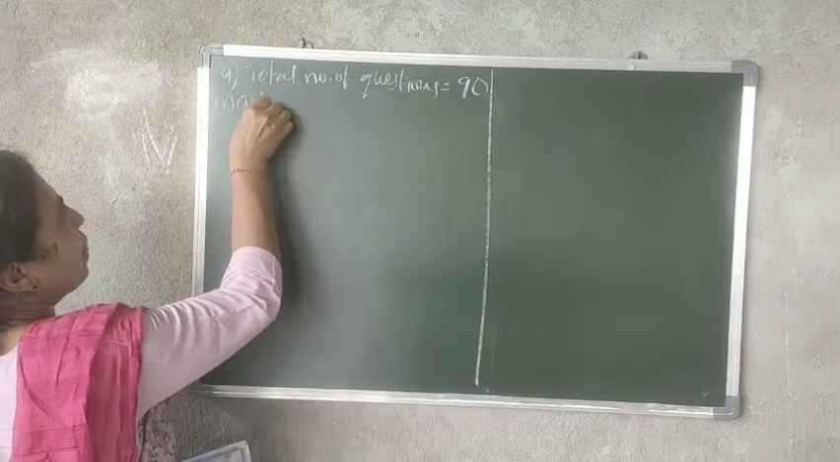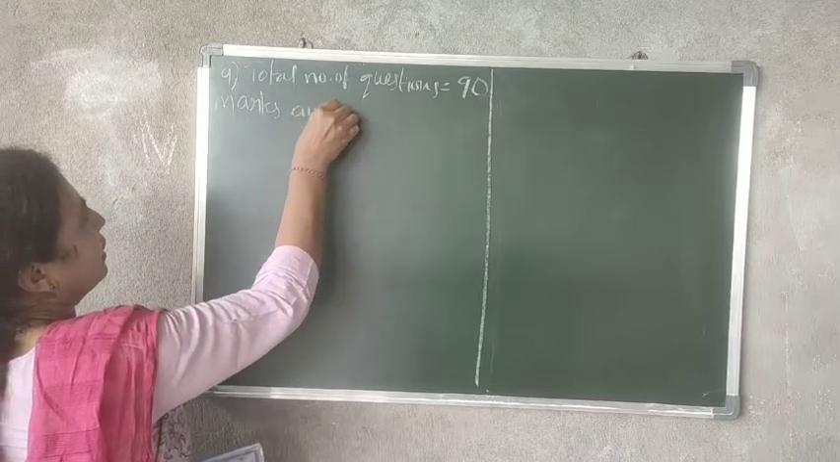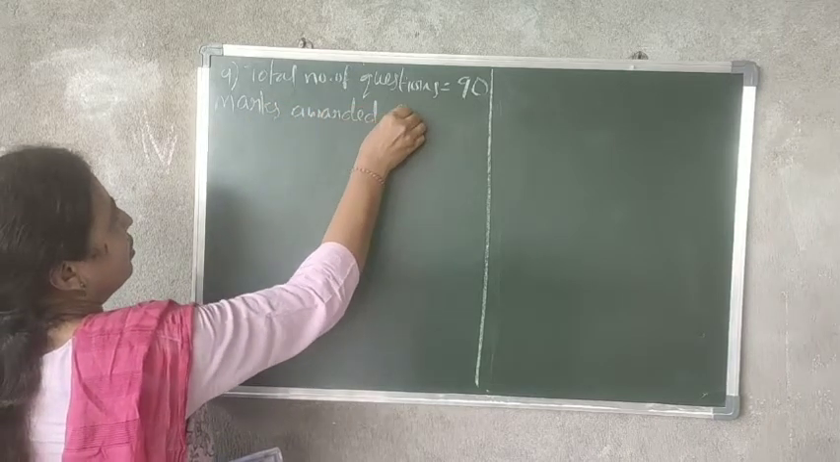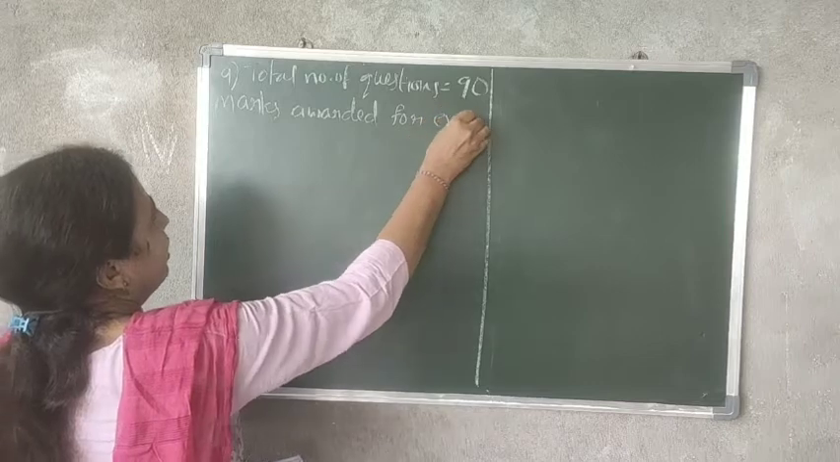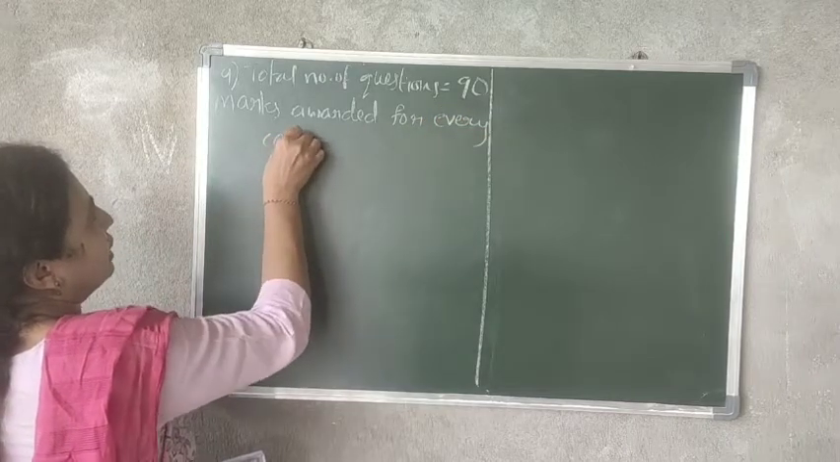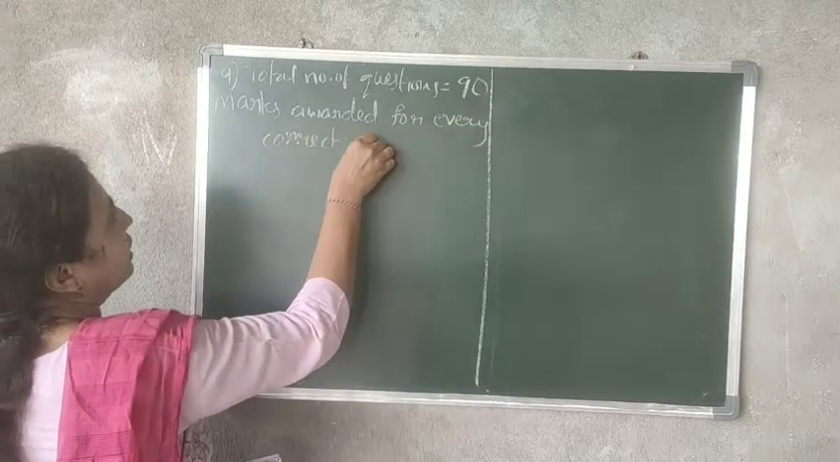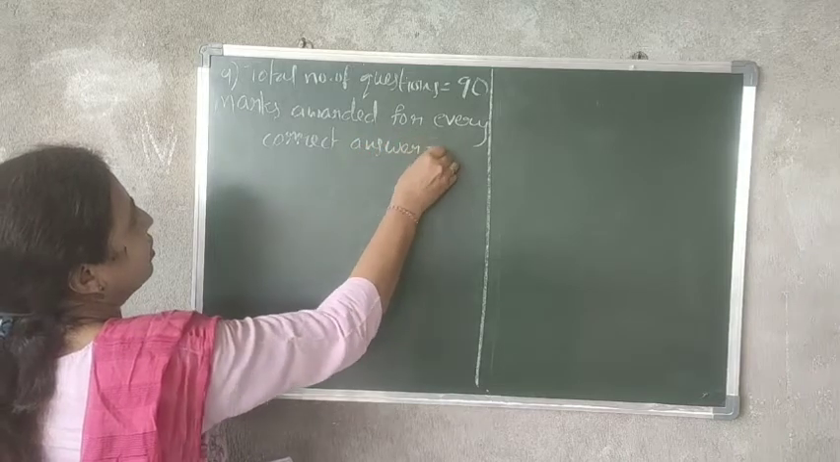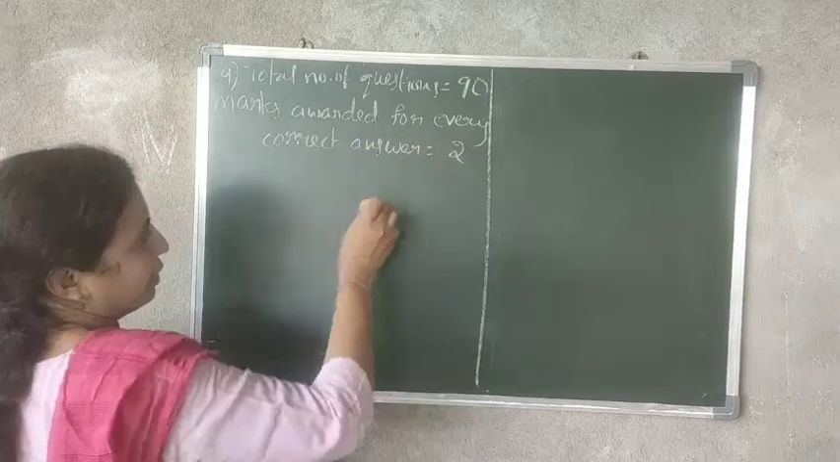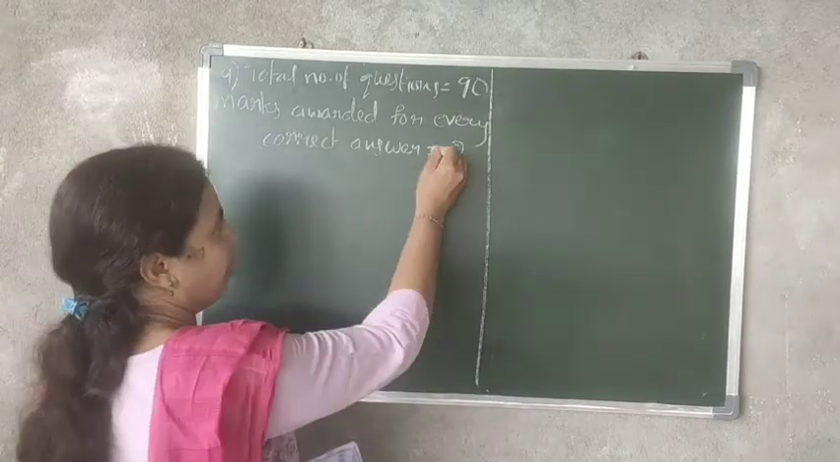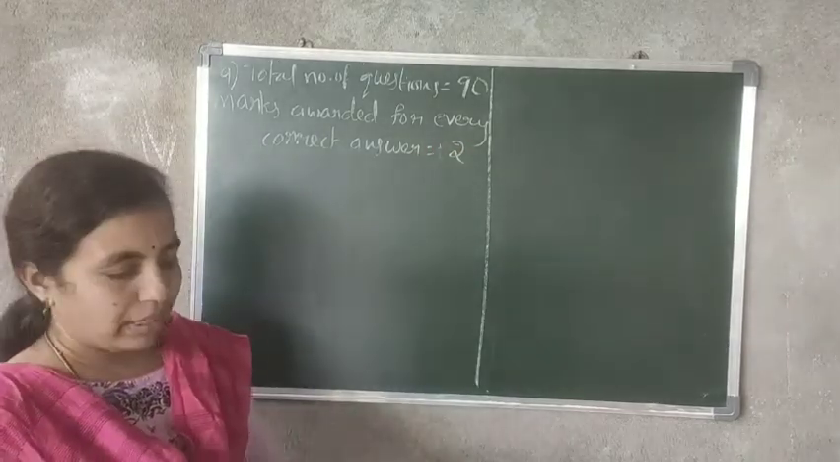Marks awarded for every correct answer. How much marks? 2 marks. Correct answer, 2 marks, nothing but plus 2. 2 marks they have given.